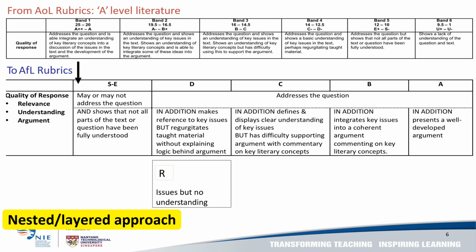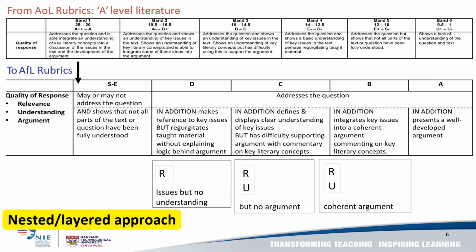At level D, there's some relevance, but little understanding. At the next higher level, there is relevance, understanding, but no argument. At the next higher level, students' understanding is well demonstrated and illustrated by a coherent argument. And finally, at the highest level of complexity, it is a well-developed argument.